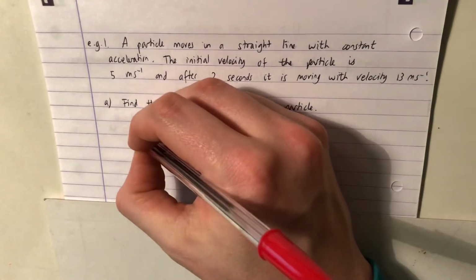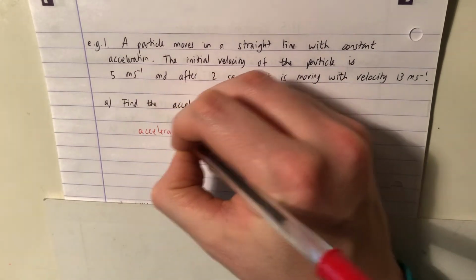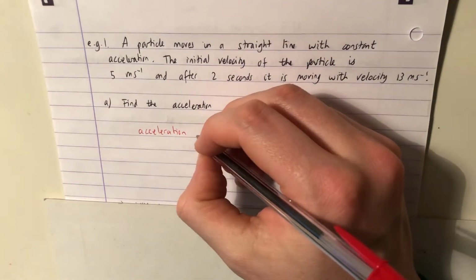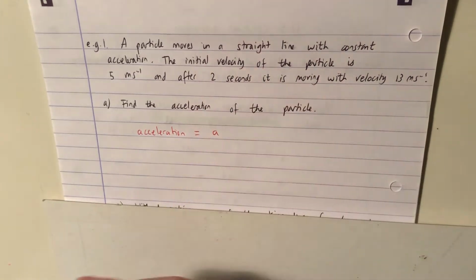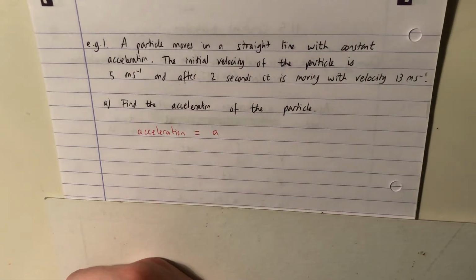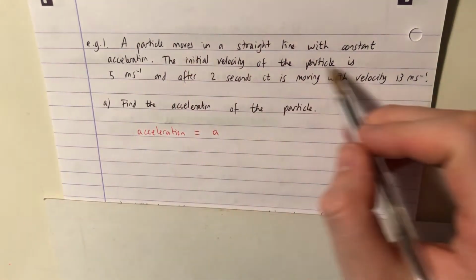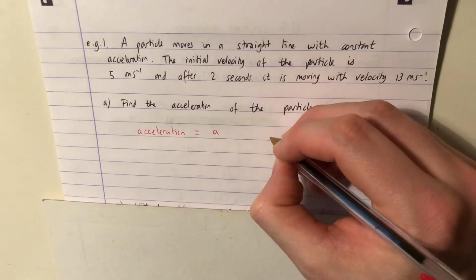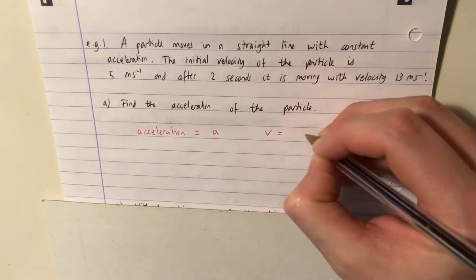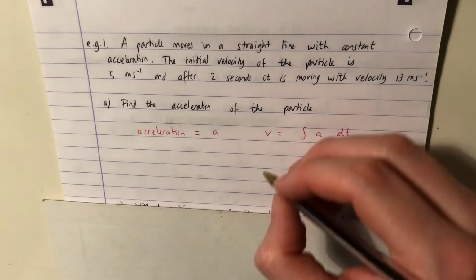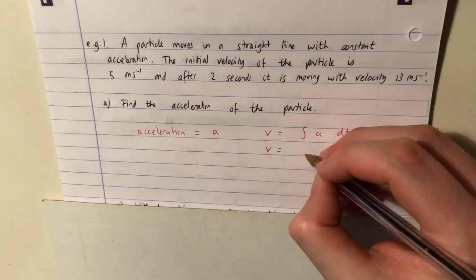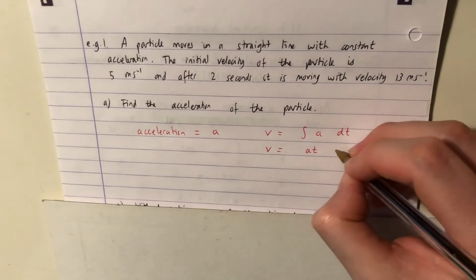So acceleration. There are many ways to do this, but we're going to try and do it without quoting any formulas at all. So just call the acceleration a, and we are going to work out everything to do with velocities. So let's find the velocities. That would be integrating the acceleration with respect to time, which would be v is equal to at, but remember the plus c.